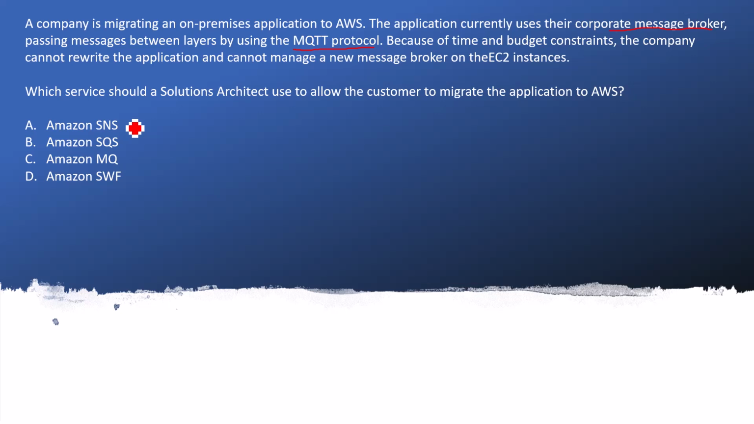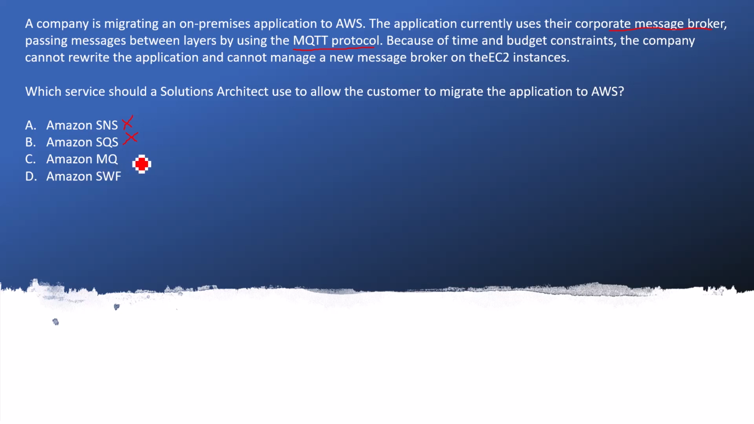SNS is not useful here because it is a notification service, and we are looking for a service that works with the MQTT protocol. SQS is a queuing mechanism, but it is not useful for this kind of requirement. However, you can configure SQS for FIFO, first in first out, order, and it will act as a messaging queue, and you can have a subscriber or listener which will listen to the SQS.